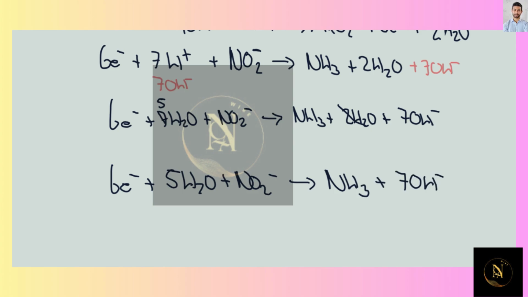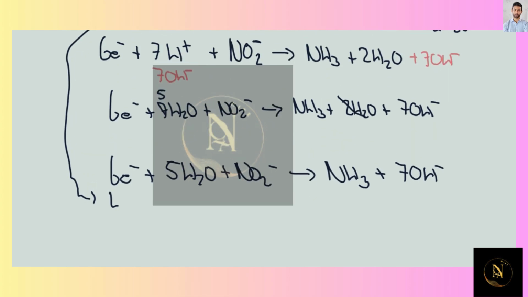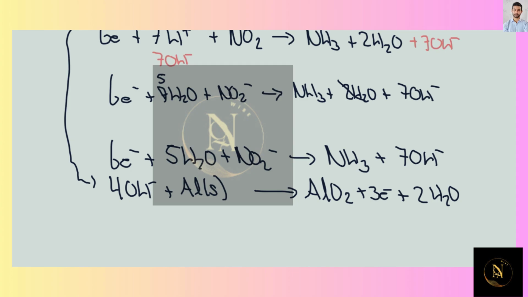Notice that we're going to have 7 oxygens on each side. We're going to have a total number of 10 hydrogens on each side, and the nitrogens are balanced out properly. So now let's rewrite the other reaction over here. That was 4 OH minus plus aluminum solid. That was going to produce aluminum O2 minus plus 3 electrons plus 2 water molecules. Again, this is also going to be balanced.